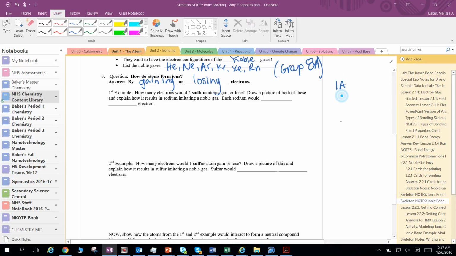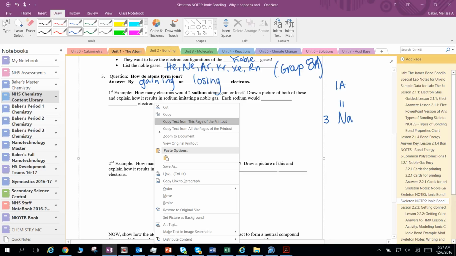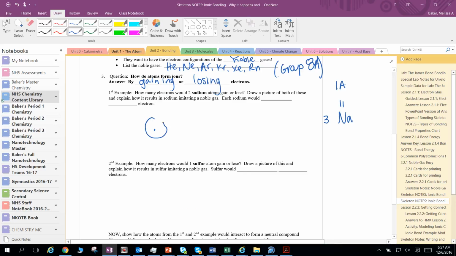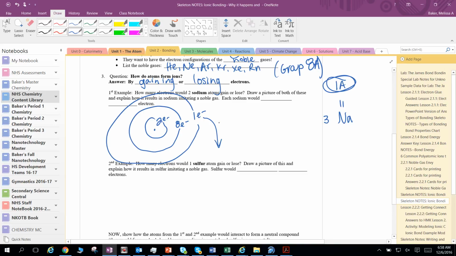Sodium is in group 1A, and sodium is number 11, and it's in period 3. So if I sketch out a picture of sodium, there's the nucleus. First, it's got 2 electrons in its first shell. In its second shell, it's got 8 electrons. And since it's in group 1A, we know that it's got 1 electron in its outermost shell. But it would like to lose that 1 electron, because if it does, when this entire shell goes away, now this is the same electron configuration as neon, number 10.